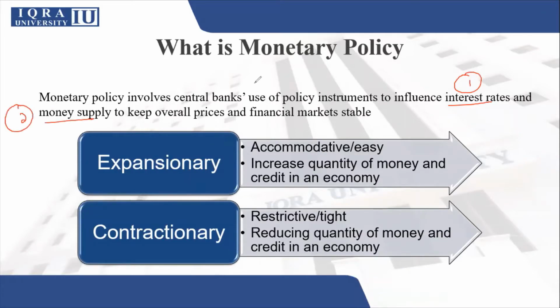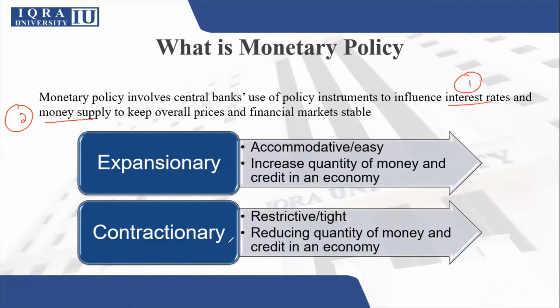Now, monetary policy can be expansionary or contractionary. By expansionary, we mean that it is accommodative, it is easy, and basically the quantity of money, the money supply, is going to increase in the economy. So in expansionary policies, the government is trying to boost the output of the economy, for which they are increasing the money supply and the credit so that there is more investment in the economy.